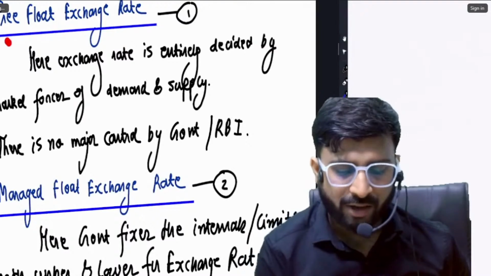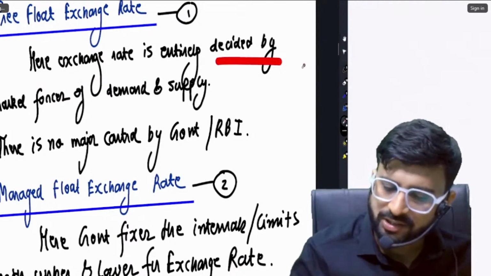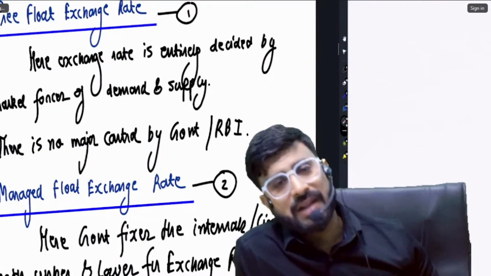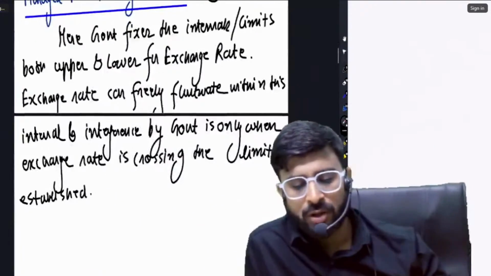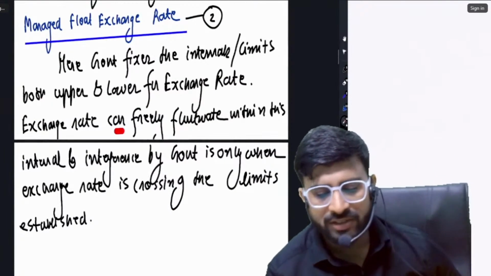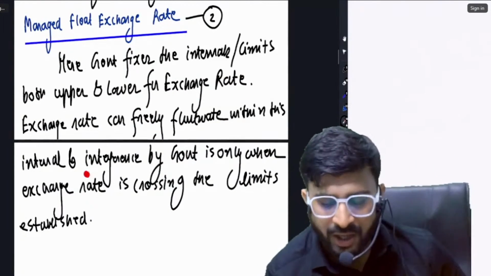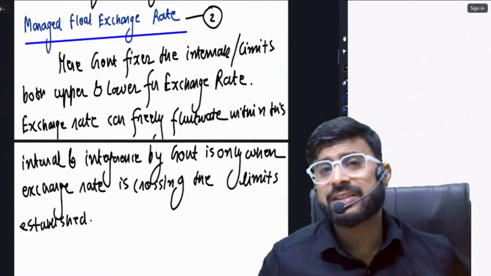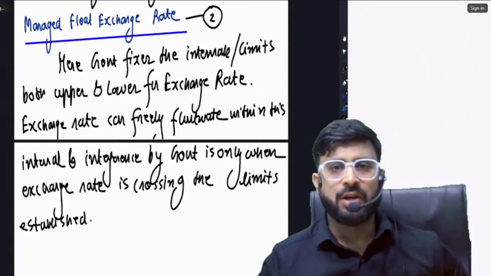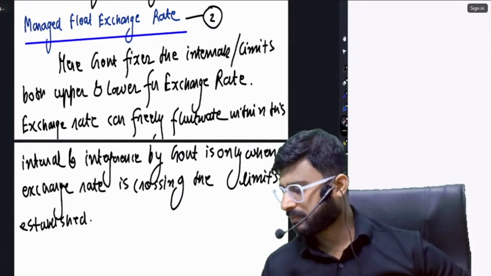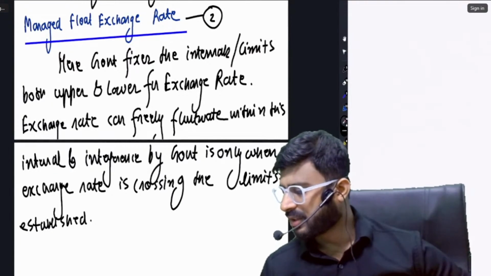The first is the free float exchange rate. Here the exchange rate is entirely decided by market forces of demand and supply. There is no major control by the government or RBI. What is managed float? Here the government fixes the intervals, both upper and lower, for the exchange rate. The exchange rate can freely fluctuate within this interval, and interference by the government is only when the exchange rate is crossing the limits established.